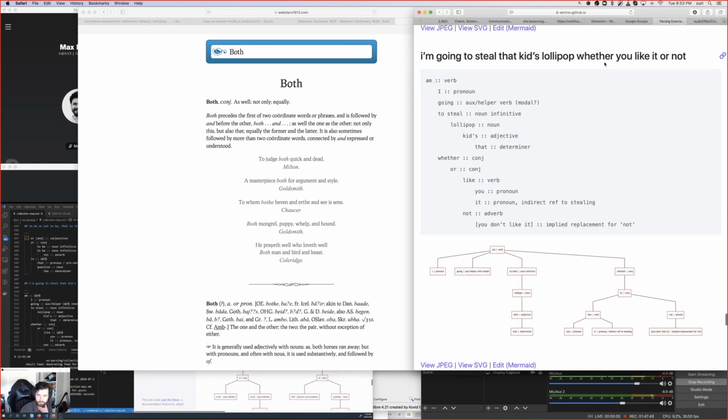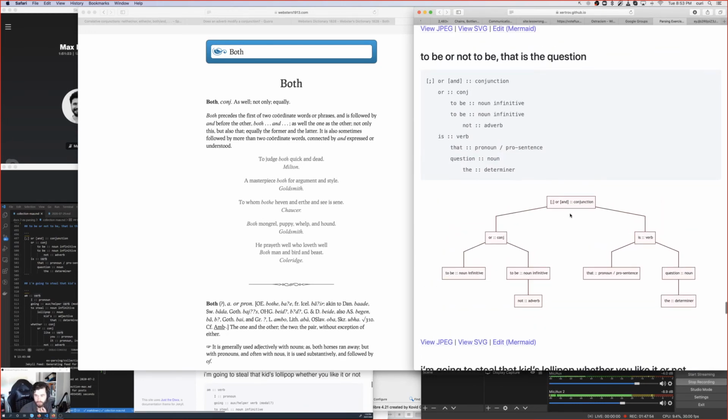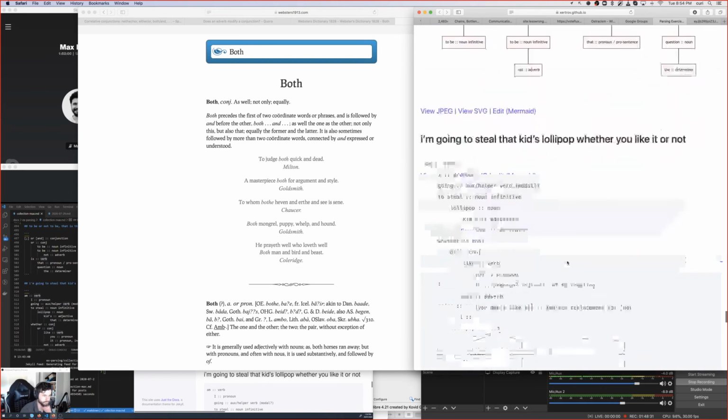Steal that kid's lollipop. Well, there's "to be or not to be," which I think is fairly simple. Webster's 1828 had the term "pro-sentence," similar to pronoun, and so I've used it there because I thought it was appropriate. Yes, that's fine. The word "that" can refer to a noun or to a bigger group sometimes, like a sentence. That's accurate. So we have "is," "question," "the," and we have "or," "to be," "not." Yeah, looks okay.